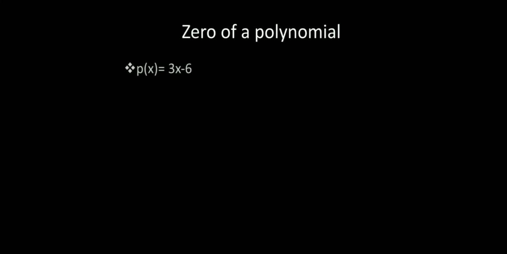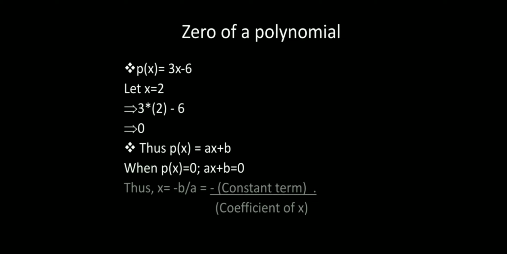Now, what is the zero of a polynomial? The zero of a polynomial is the number which, when replaced by x in the polynomial, gives you 0 after solving. Here you can see an example, and then we will derive the formula. p(x) = 3x minus 6. Let x equal 2. Let's see if it is 0 or not. Yes, it comes to be 0, because 3 into 2 gives 6, and 6 minus 6 gives 0.